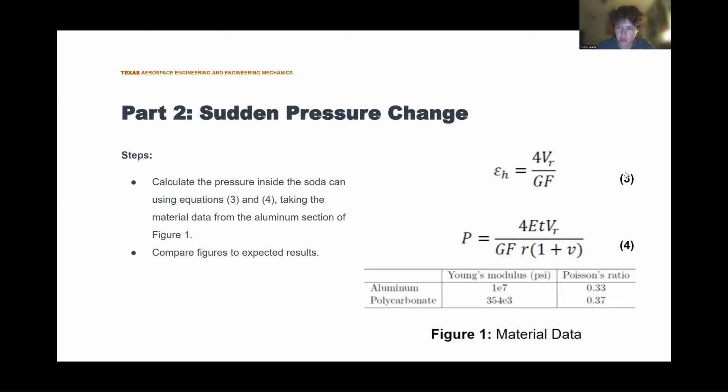Similar to the last one, we're going to use equations 3 and 4, and we're going to use aluminum for the material, as the soda can is made of aluminum.